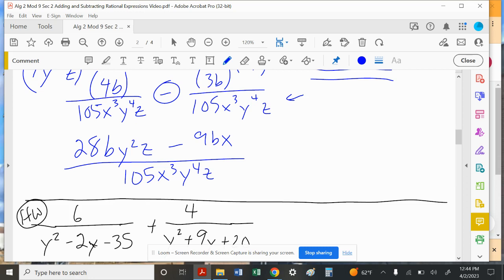Remember that the only way I can cancel is if all 3 terms have something in common. So notice here's an x and here's an x, but no x here. Here's a y, no y here. Here's a b, here's a b. However, notice down here, no b. Whenever we're adding or subtracting, we can only combine like terms. These are not like terms, so nothing I can do to combine those together. That's my answer. Done with this video. We'll do the next problems in the next video.